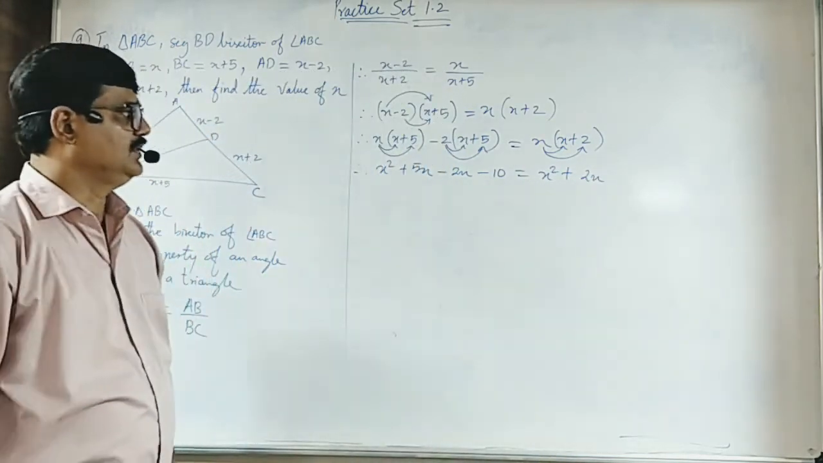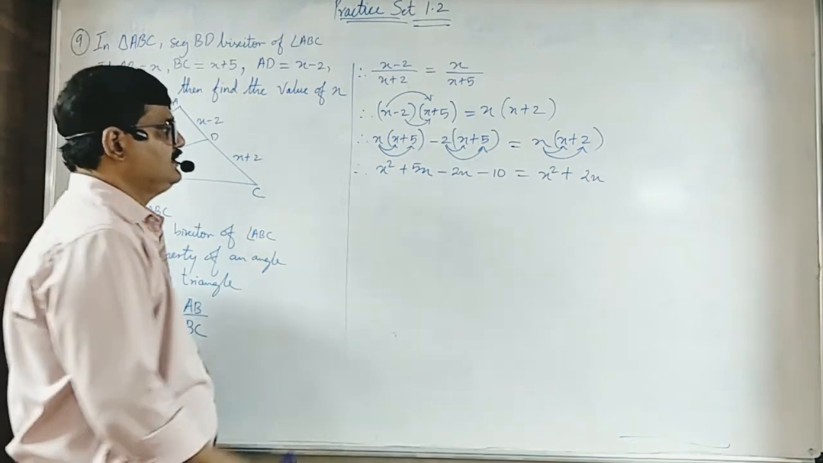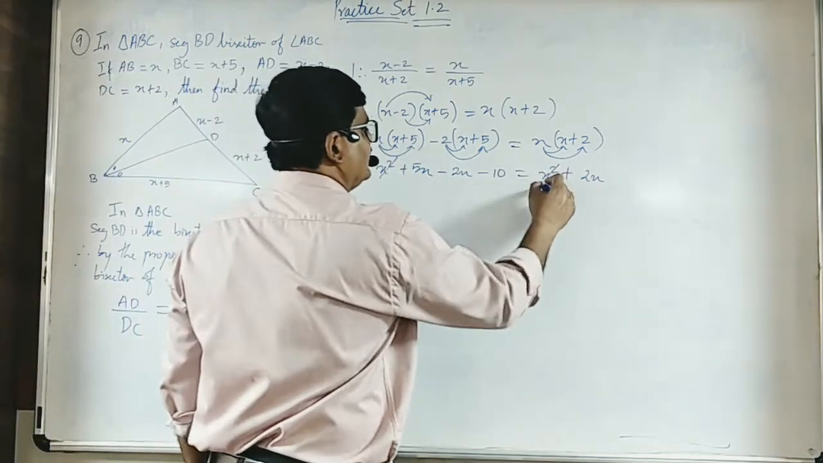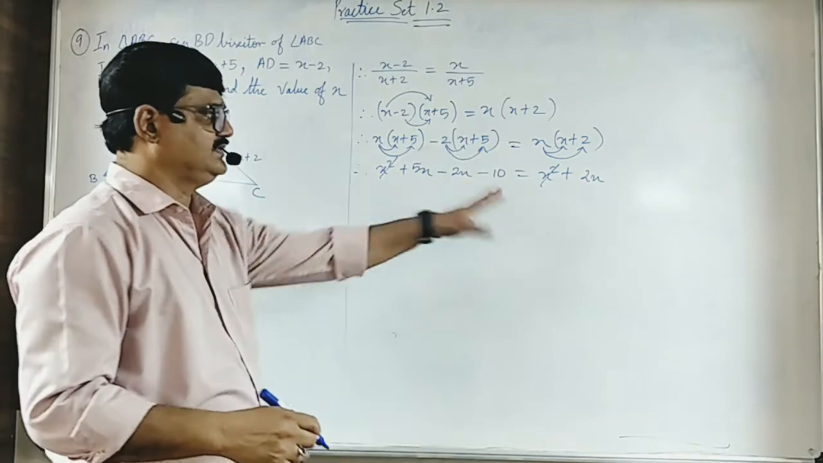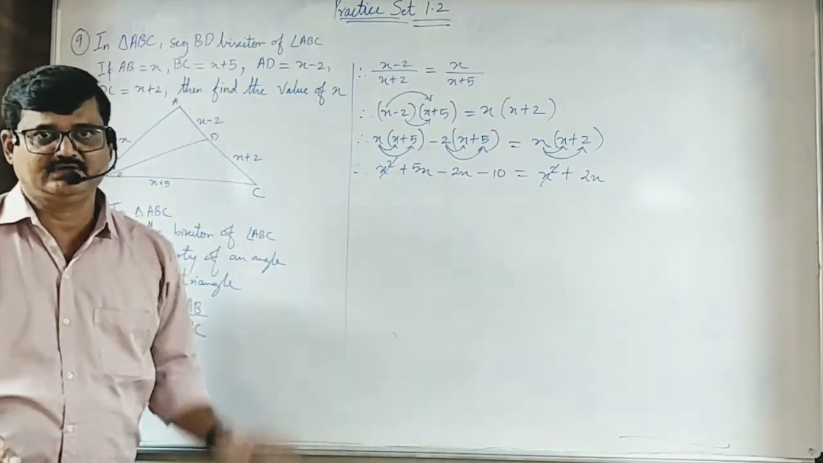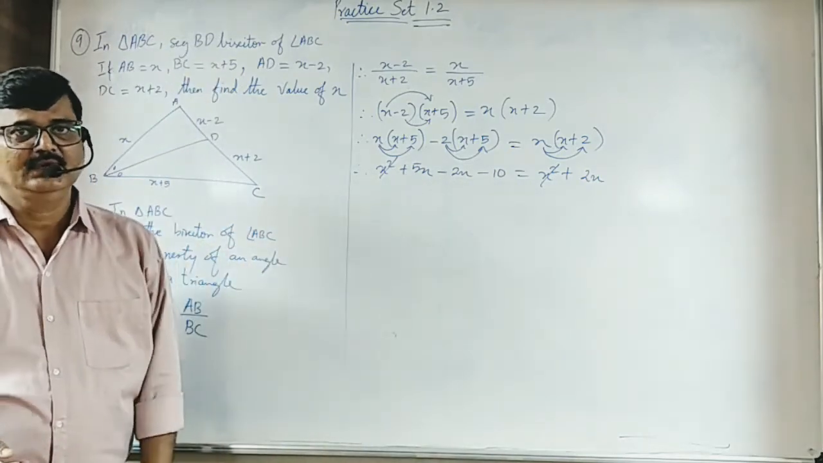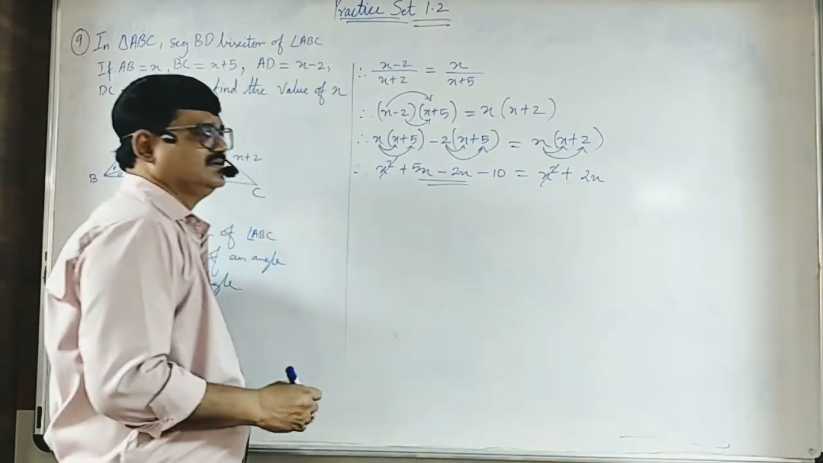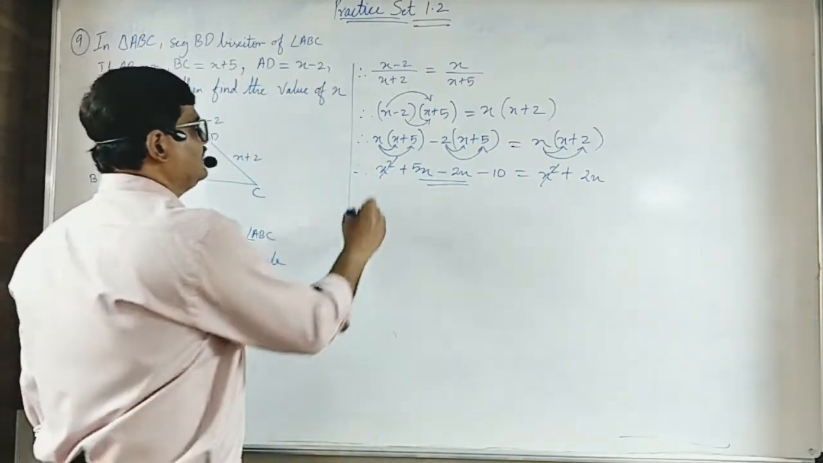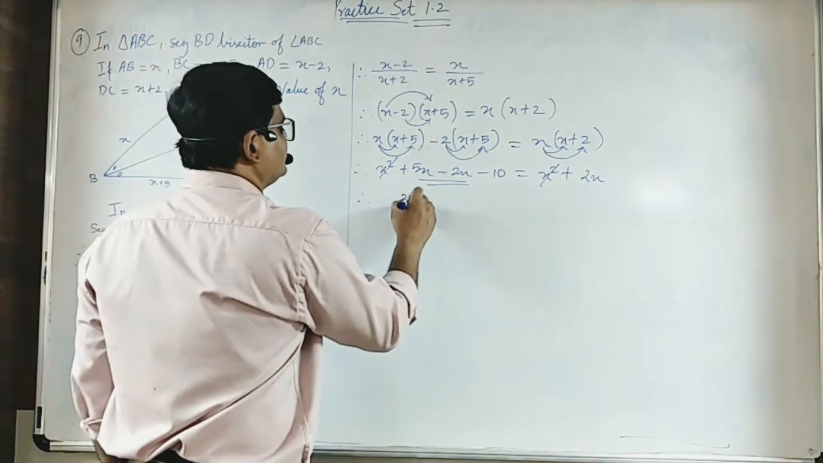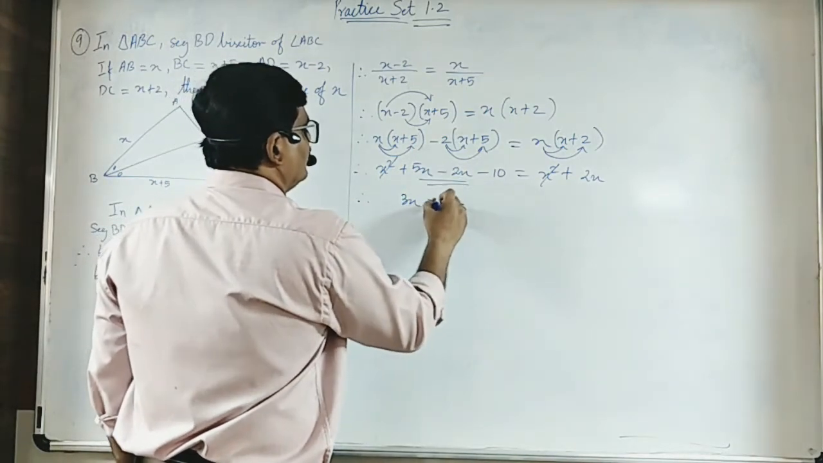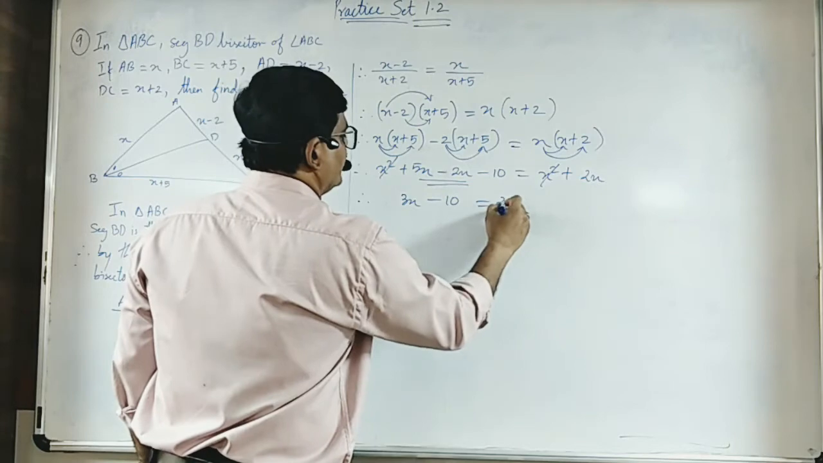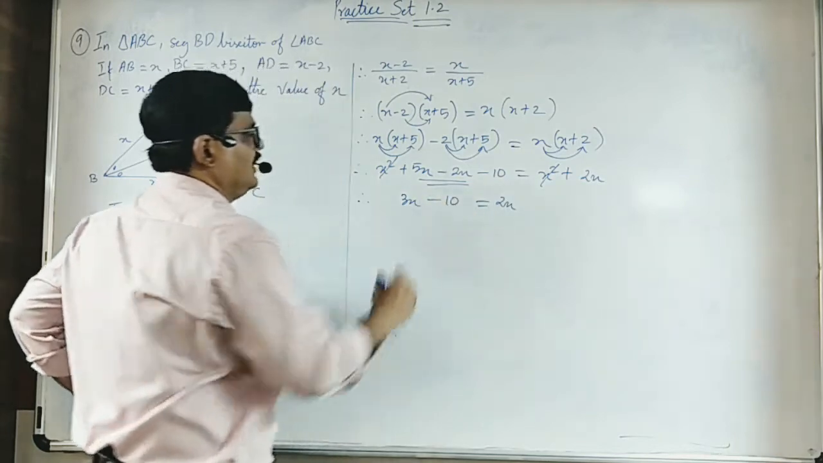Now I'll show you something. What we have to do here: this x square on the left hand side and this x square on the right hand side, which have the same sign, can be cancelled. Instead of taking left to right, take right to left. You can see 5x minus 2x are like terms, so they can be subtracted, and you will get 3x. 5 minus 2 is 3, minus 10 is equal to 2x. 10 doesn't have any x, so they are not like terms.